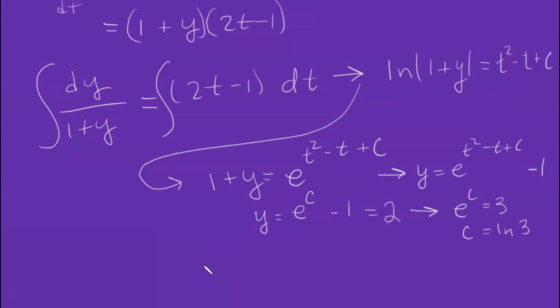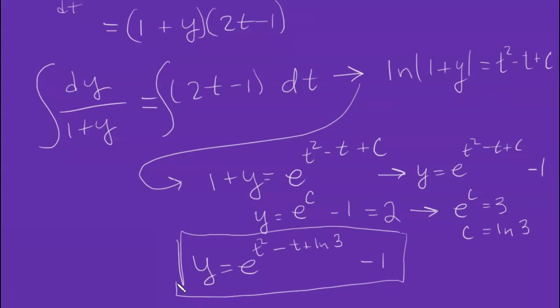This then gives you your final solution of y is equal to e to the t squared minus t plus the natural log of 3, minus 1. Let me write that up a little bit better. And this is a perfectly fine way to write it. You could also, just by using laws of exponents, if you choose, write it as 3 e to the t squared minus t, minus 1.